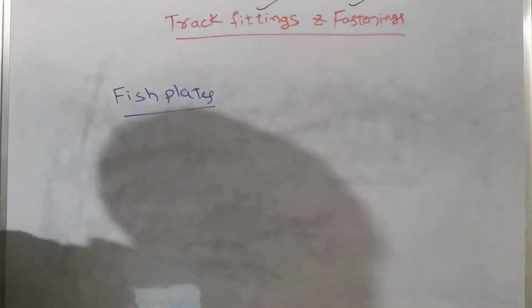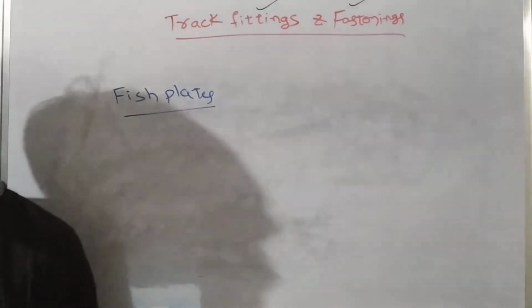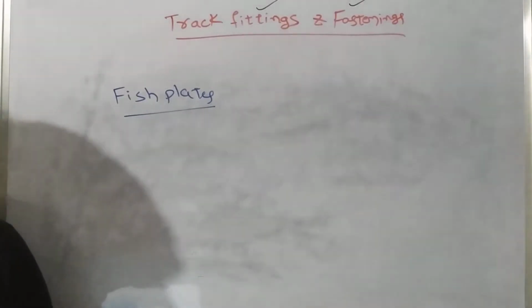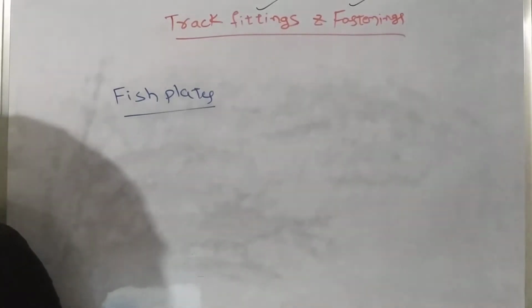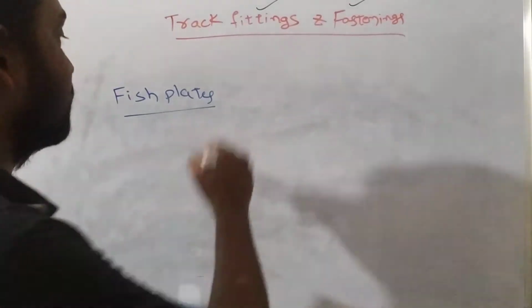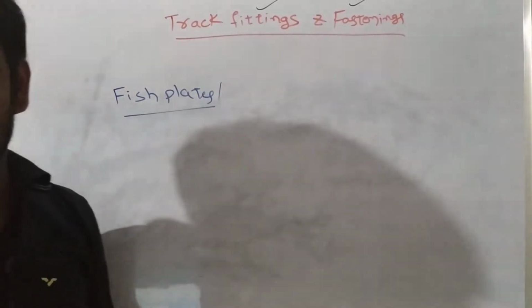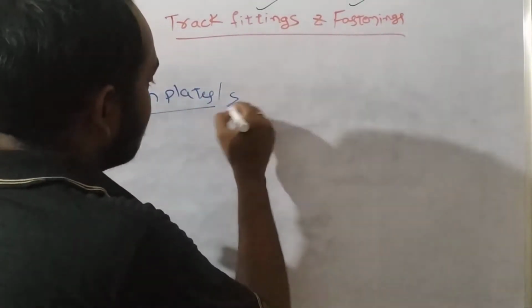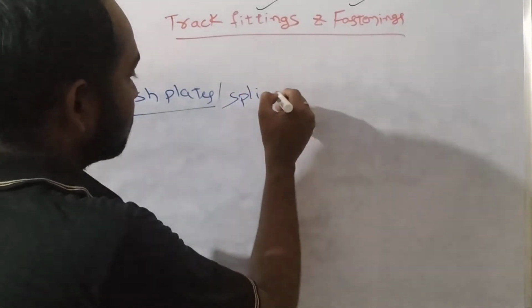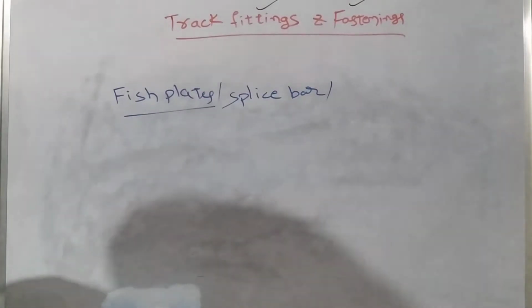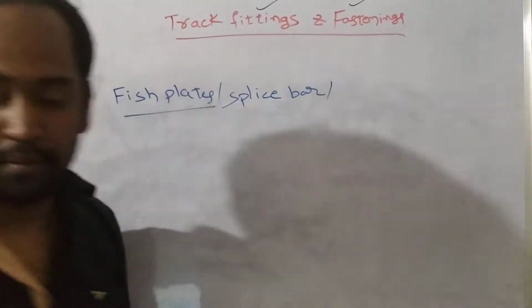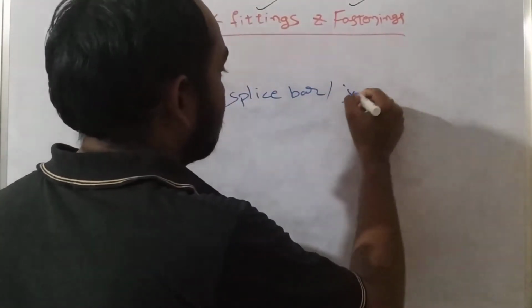We discuss about fish plates. A fish plate, splash bar, or joint bar is a metal bar that is bolted to the ends of two rails to join them together in a track. Understand? Another name of fish plates is splash bar, or fish plates are also called joint bar.